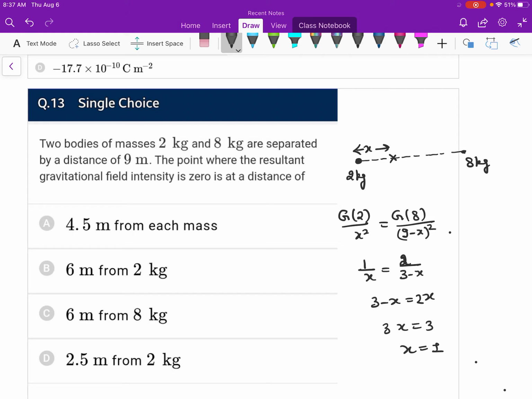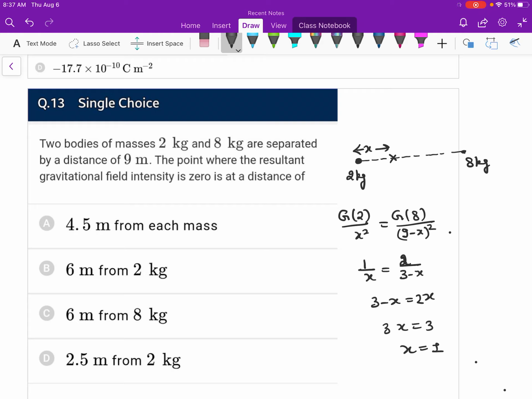Just a minute, let's take the calculation. G m upon x square is G 8 upon 9 minus x square. So 1 upon x is 2 upon 3 minus x, so 3 minus x is 2x, so x is 1 meter. So the gap is 9 meter. Okay, so this is 1 meter from 1 and 8. Where are we making a mistake?